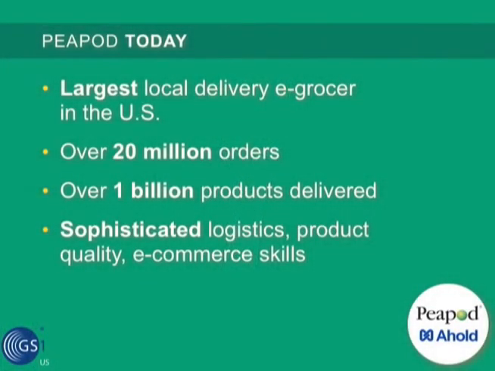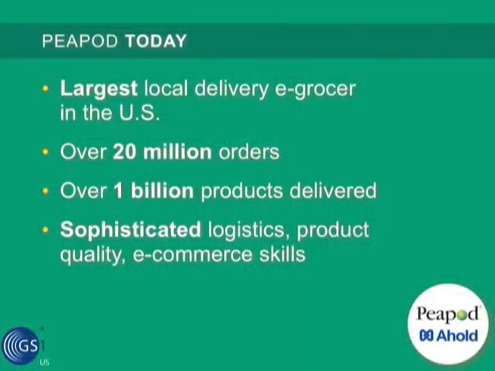Today, we are the largest local delivery e-grocer in the US. What distinguishes us is we deliver the full grocery store. We deliver fresh, frozen, dry grocery to households in the Northeast United States, really all along the eastern seaboard, as well as in Chicago, Indianapolis, and southern Wisconsin. We're a wholly owned division of Ahold USA. We go to market as Peapod in Chicago, Peapod by Stop and Shop in the Northeast, and Peapod by Giant in the Mid-Atlantic.